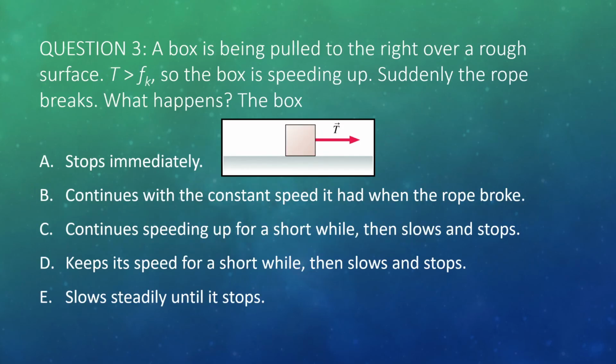And on to our, I believe, last question. A box is being pulled to the right over a rough surface. Tension is greater than the friction force this time, so that the box is speeding up. Suddenly, the rope breaks. What happens? The box blank.